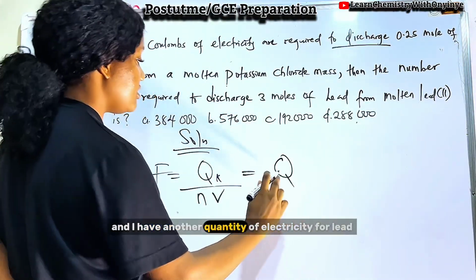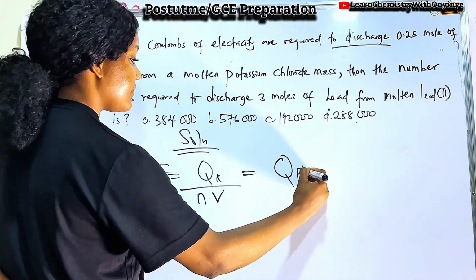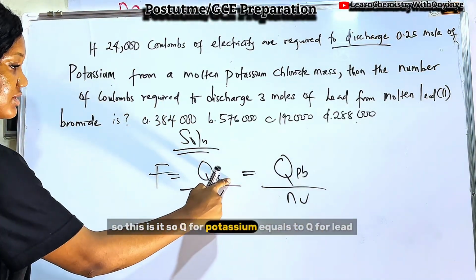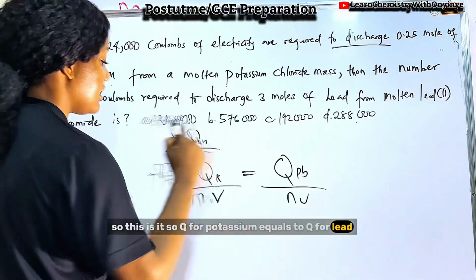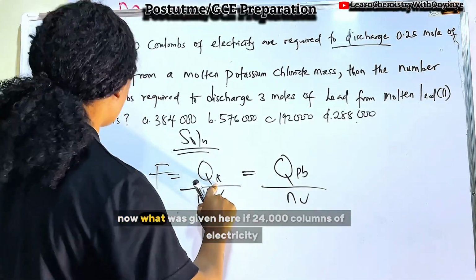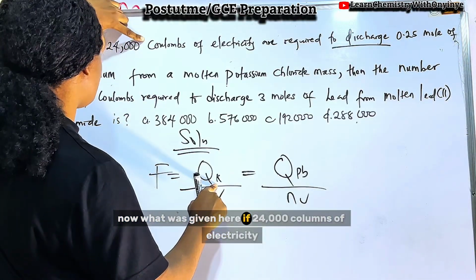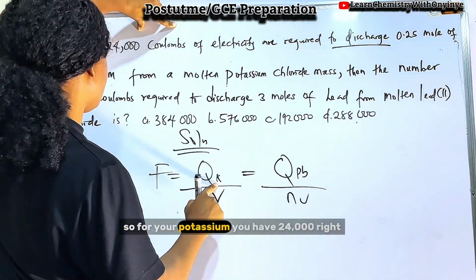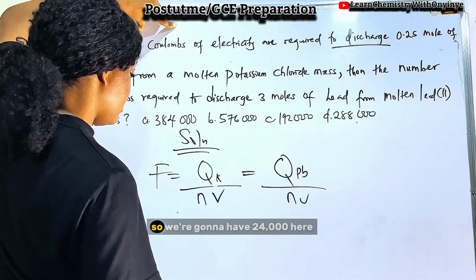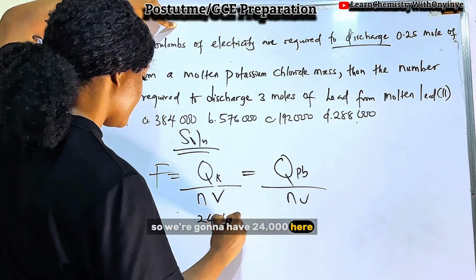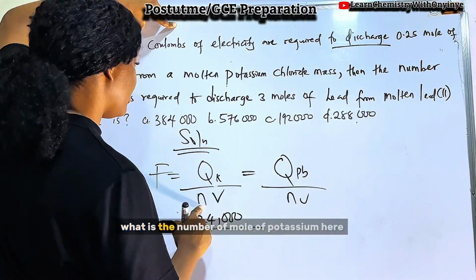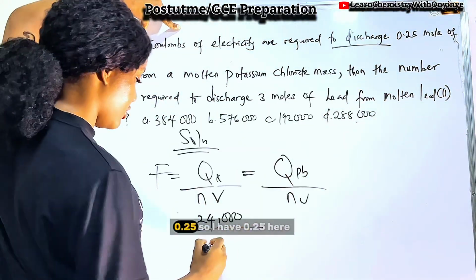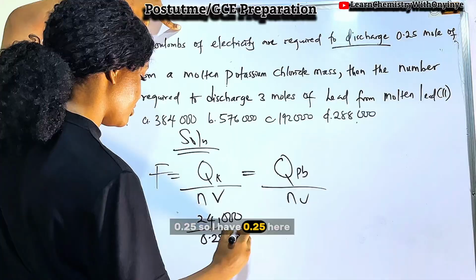And I have another quantity of electricity for lead. So this is it. Q for potassium equal to Q for lead. Now, what was given here? If 24,000 coulombs of electricity, so for your potassium, you have 24,000, right? So we're going to have 24,000 here. What is the number of mole of potassium here? You've been given in the question 0.25. So I have 0.25 here.